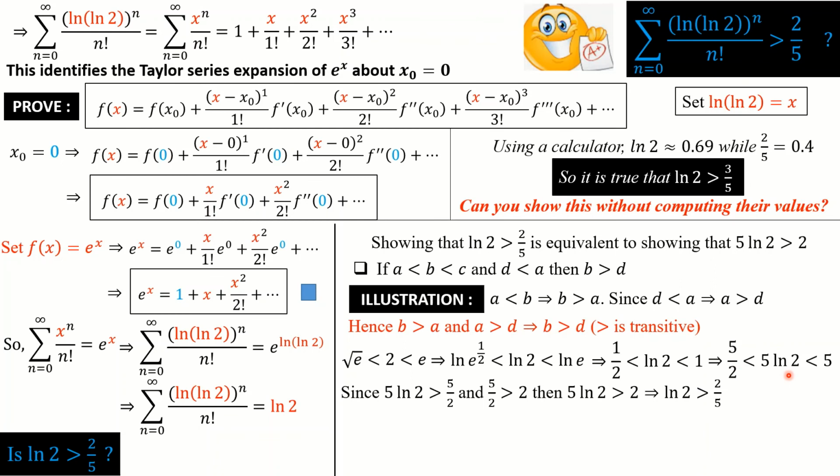So 5 ln 2 is greater than 5 on 2, and 5 on 2 is greater than 2. So it means that 5 ln 2 is definitely greater than 2 according to our property here. So dividing both sides by 5, we come back to our proof. We are going to get ln 2 is greater than 2 divided by 5. So in essence, that scary sum is greater than 2 divided by 5. So the truth value of the inequality is true.